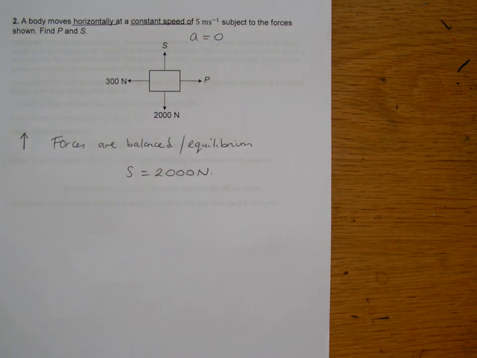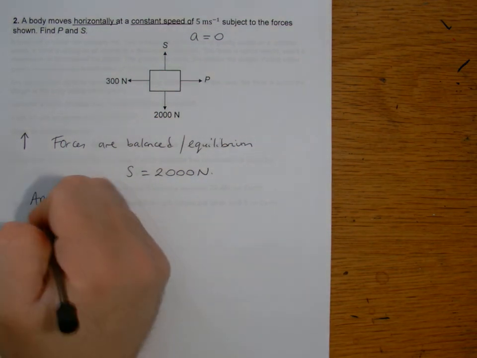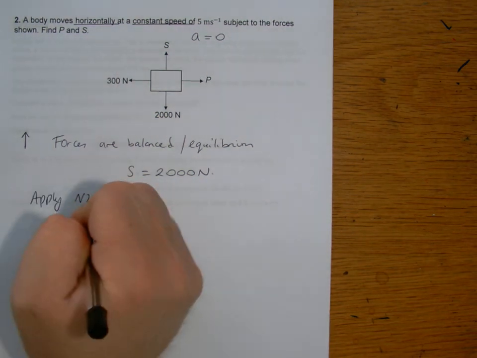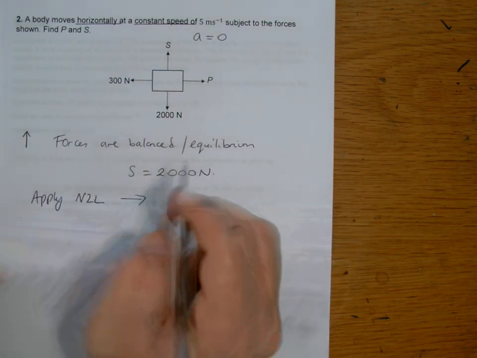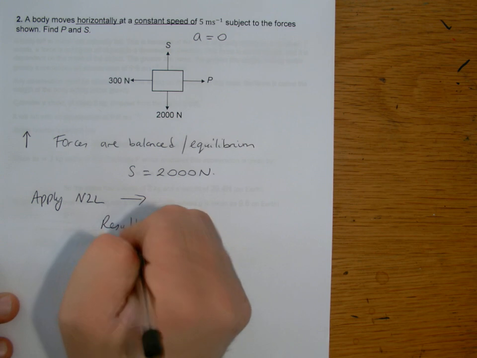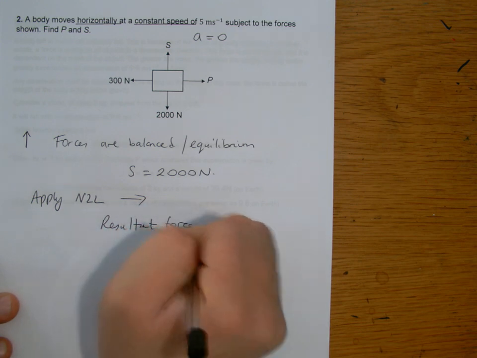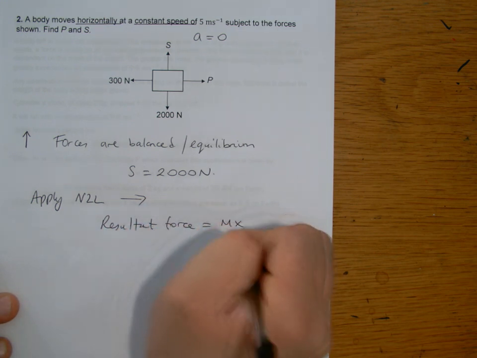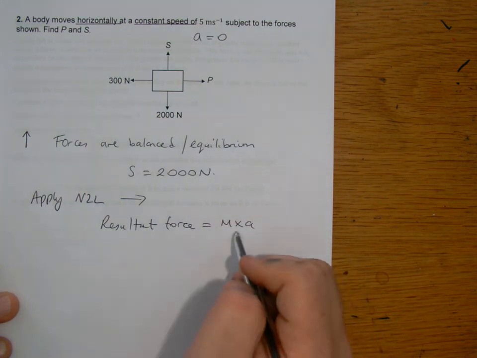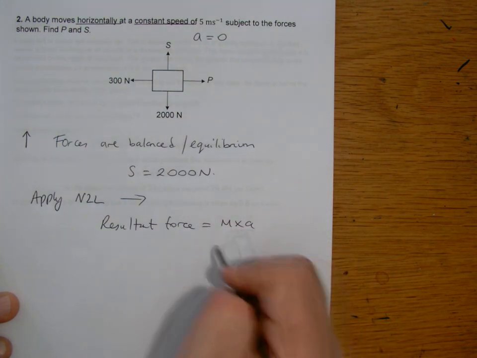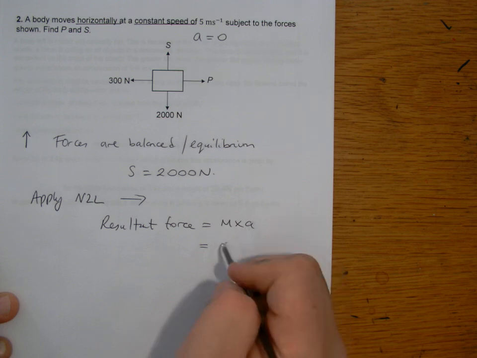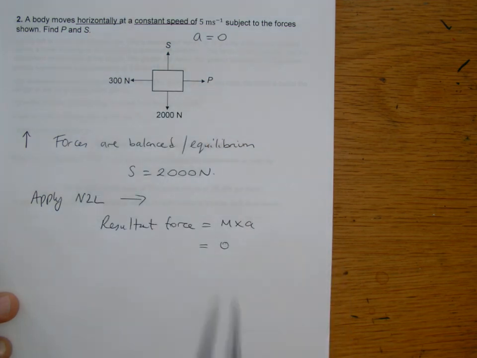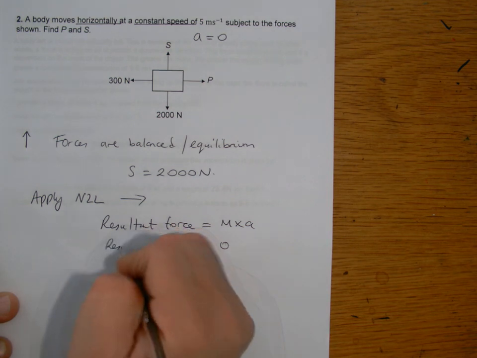So if we apply Newton's second law in the horizontal direction, if you remember the formula, resultant force equals mass times acceleration. Well, the mass times acceleration here will be 0, because the acceleration is nothing. It's staying at the speed of 5, so the resultant force is 0.